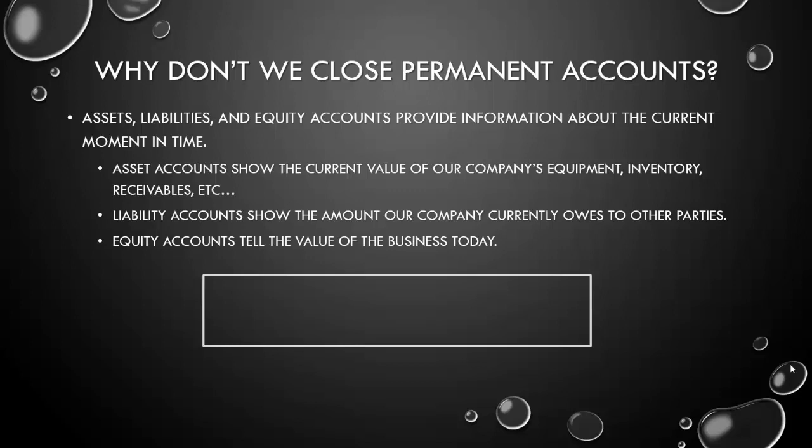What about liabilities? Well, if you reduced your liabilities to zero at the end of the period, what your books are saying is that, hey, we don't owe anybody any money. And if you had, say, a $20,000 loan from a bank and you close it because I want to close accounts, all of a sudden you're saying you don't owe the bank any money. And I doubt the bank is going to agree to that. So you're essentially reporting false information by closing it.